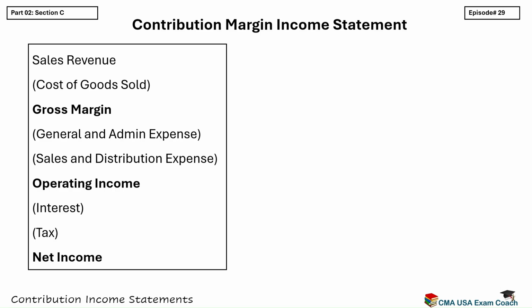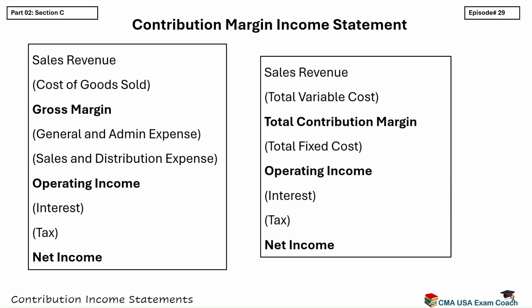The key difference lies in how costs are classified and presented based on their behavior. That is, whether they are variable costs or fixed costs. Variable costs change directly with the level of production or sales volume. Examples include direct materials, direct labor, variable manufacturing overhead, and variable sales commissions. If sales increase, variable costs increase proportionally.